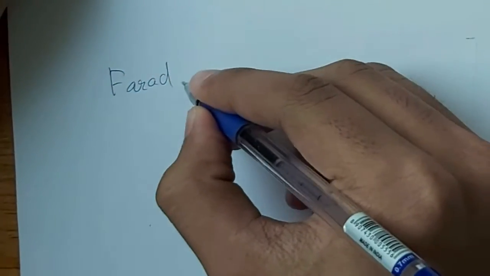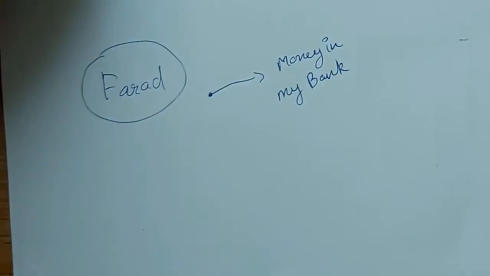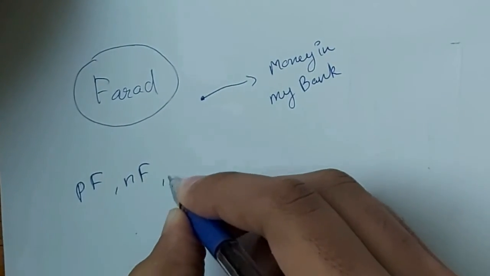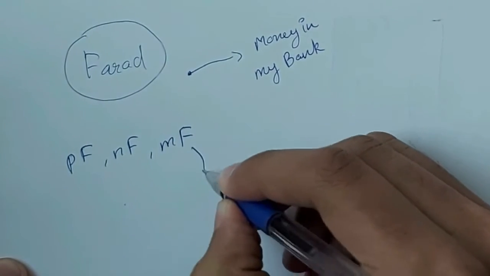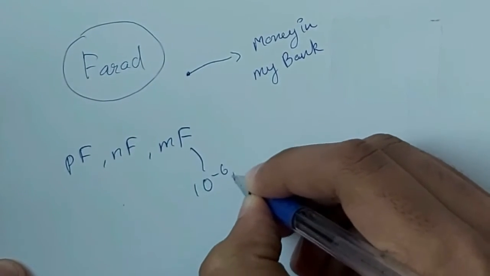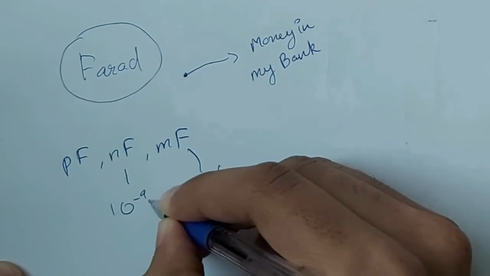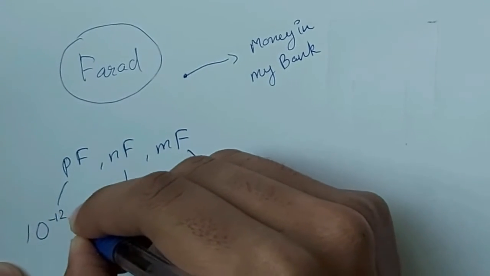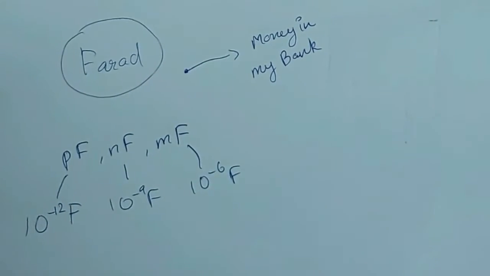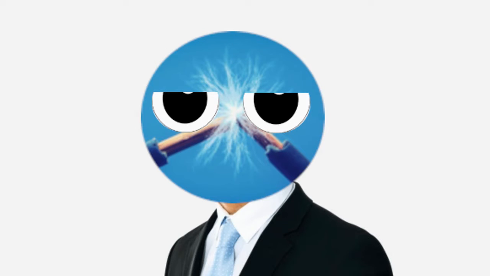Usually a farad is quite a large value, so we use values like picofarads or microfarads. Now remember this, okay? 1 microfarad is equal to 10 raised to minus 6 farad, and 1 nanofarad is equal to 10 raised to minus 9 farads, and 1 picofarad is equal to 10 raised to minus 12 farads. So remember this formula, and the rest of the stuff might just be very easy for you.